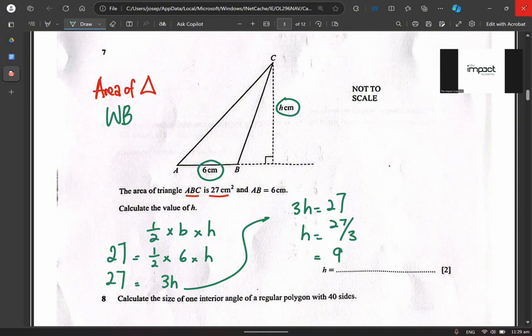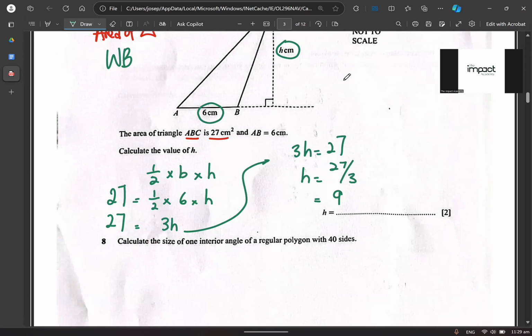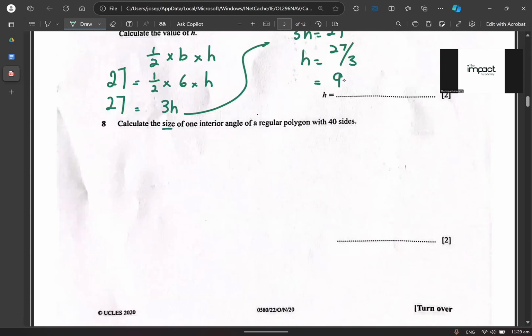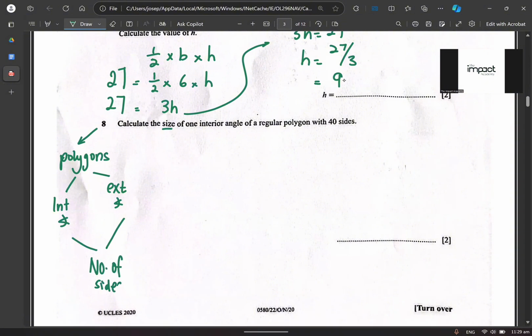All right. So now once you're done with that, you want to move on to the second one. The second one says what? This is about polygons. Agree or disagree? Yeah. Now, when it comes to polygons, there are only two things that we learn, right? Number one is either interior angle or exterior angle. True or not? All right. Now, how do I find... Oh, in fact, another thing is, of course, from here itself, you need to know how to find the number of sides.